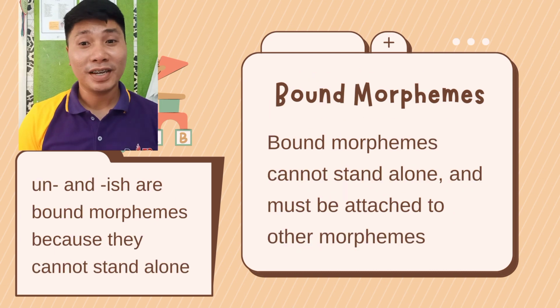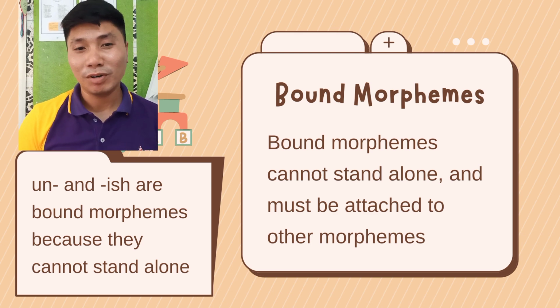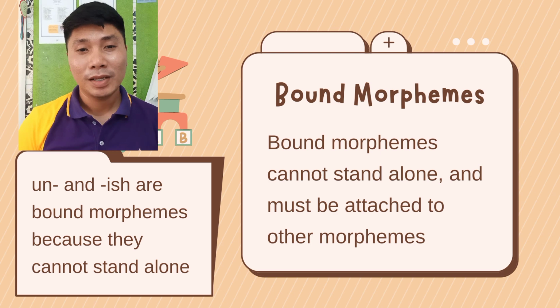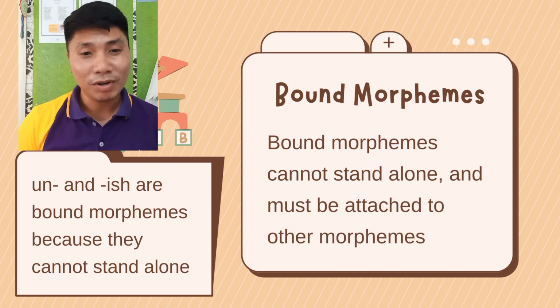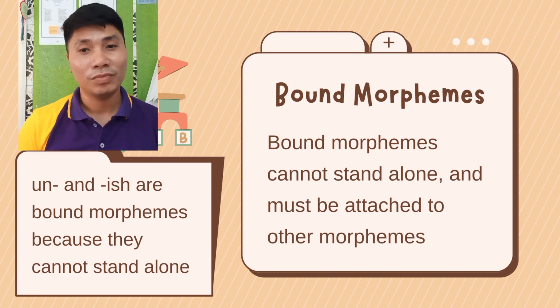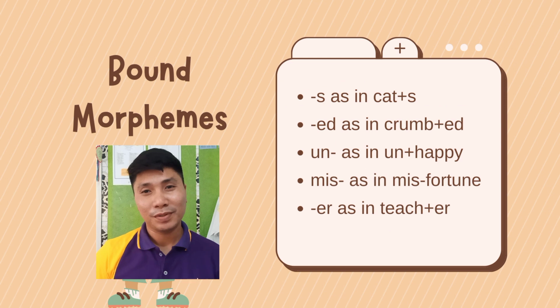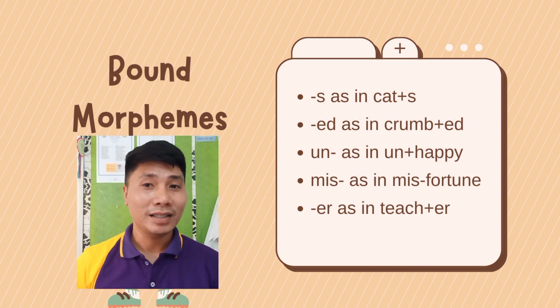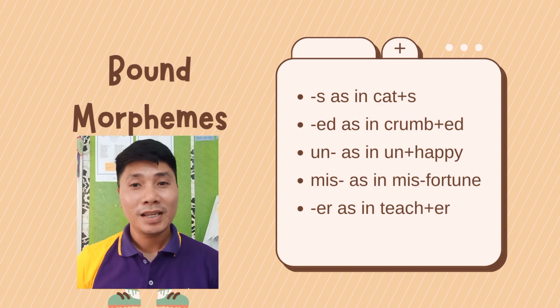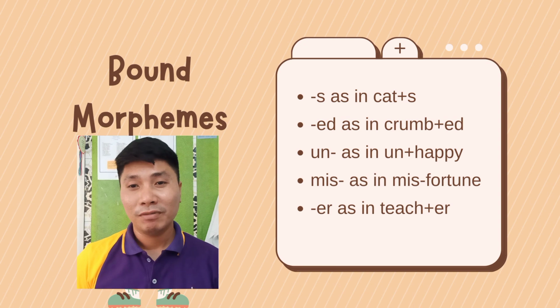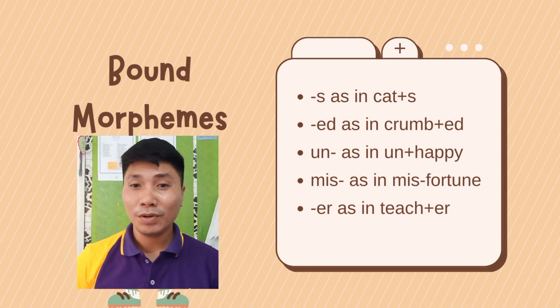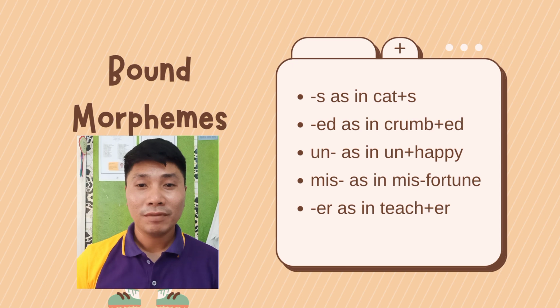While bound morphemes cannot stand alone and must be attached to other morphemes, we have here an example of bound morphemes, a prefix un and a suffix ish. These are bound morphemes because they cannot stand alone. And these are the examples of bound morphemes: a suffix s, as in cats, a suffix ed, as in crumbled, a prefix un, as in unhappy, a prefix mis, as in misfortune, and a suffix er, as in teacher.